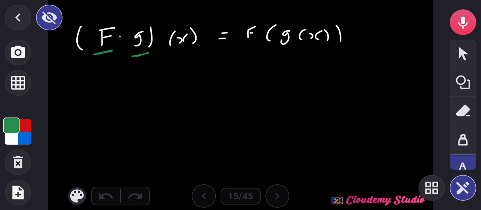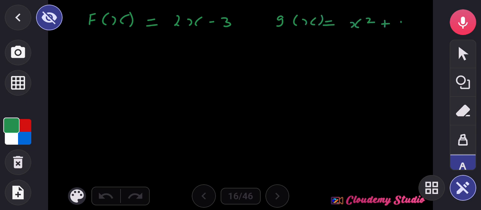It can be combined by adding them, by subtracting them, or by looking for their products or their quotient. For example, let f of x equal 2x minus 3 and g of x equal, let me say, x squared plus 1. Say that you should look for the composite function by adding them, subtracting, or looking for the products or the quotient. So very, very easy.